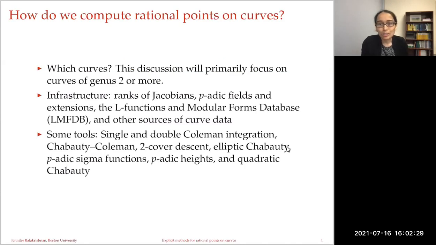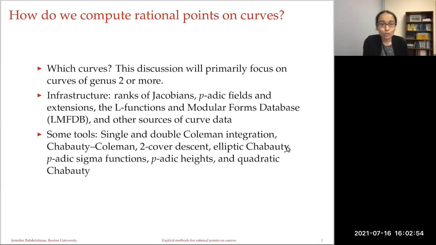So just to start off with, the question is, well, which curves can we say something about? Now the discussion will primarily focus on curves of genus 2 or more, but maybe on the lower end. So genus 2 through, I think, 6 is where we have a number of examples. And then also possibly the class of modular curves.